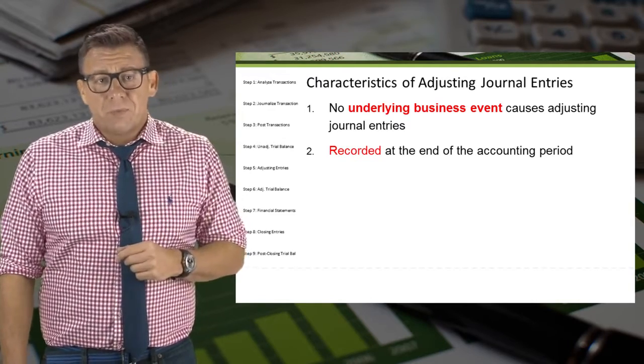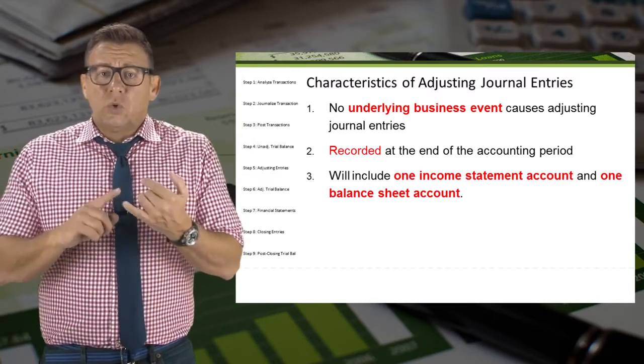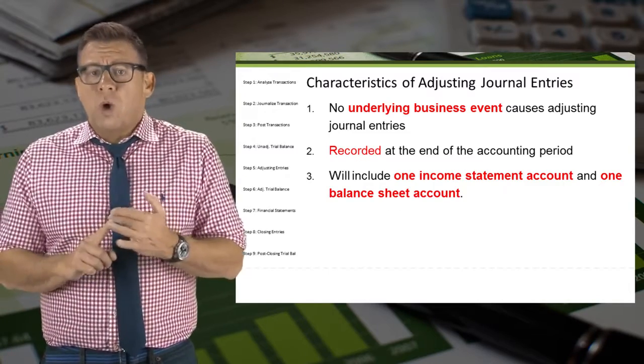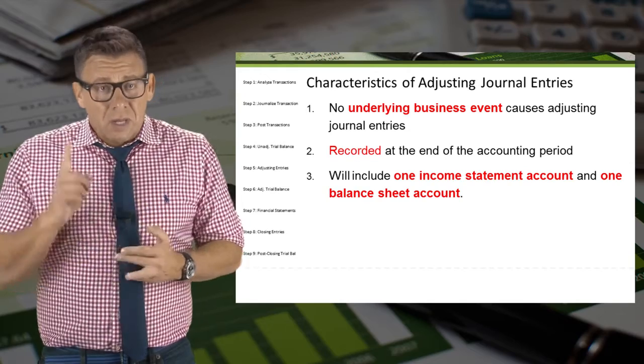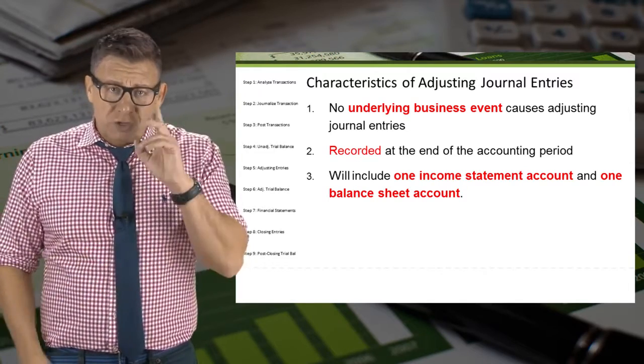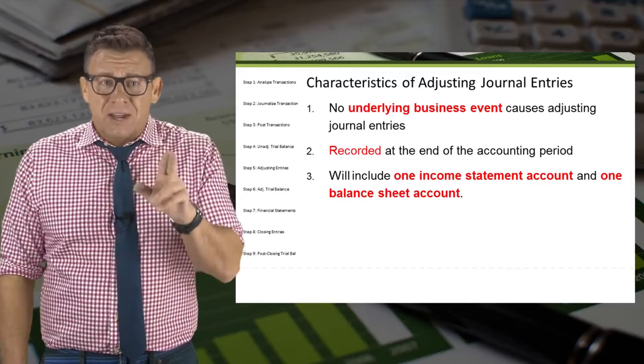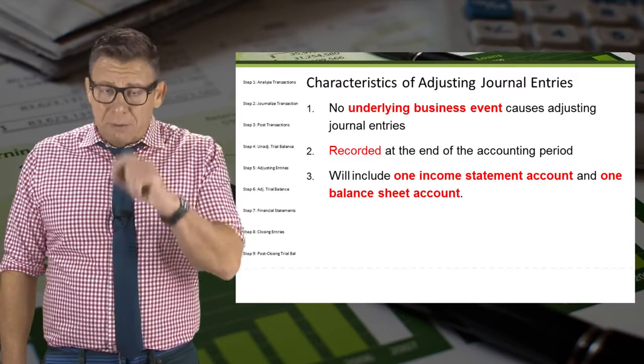They will always include one income statement account and one balance sheet account. Again, this requires some critical thinking, but you can usually figure out the accounts affected by an adjusting entry by remembering this.